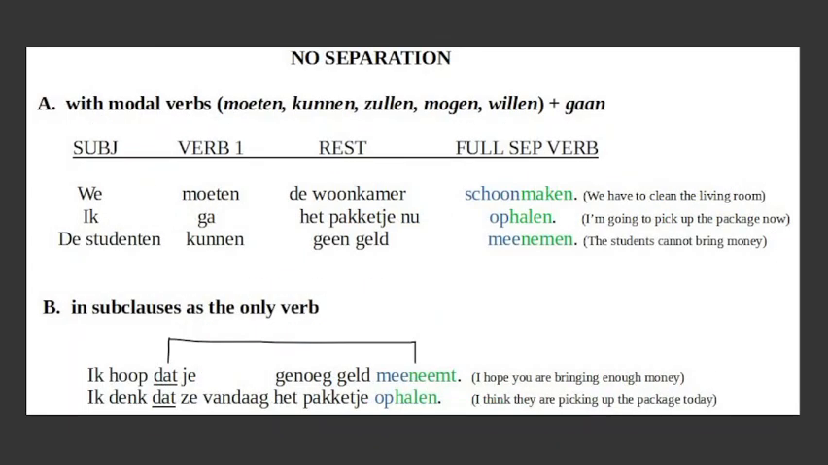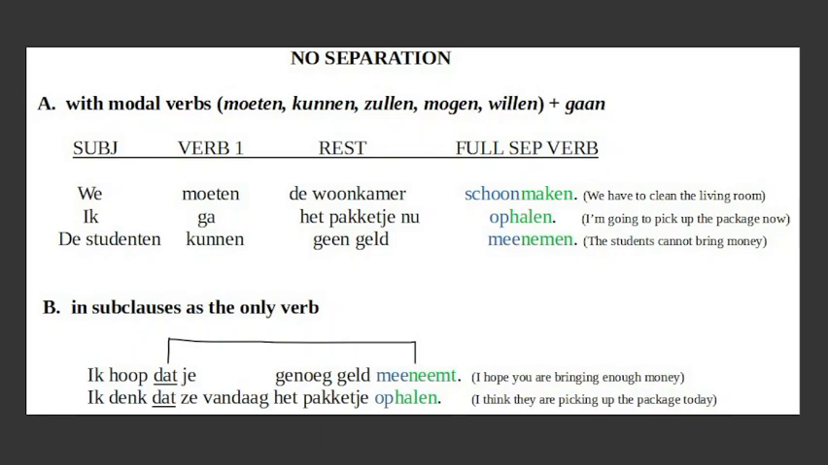Now finally, when do we have no separation? There is no separation when we combine the separable verb with a modal verb or with the verb gaan, for example. In these cases, you can see the separable verb in its original infinitive form somewhere at the end of the sentence. The example sentences are read as follows. We moeten de woonkamer schoonmaken. Ik ga het pakketje nu ophalen. De studenten kunnen geen geld meenemen.